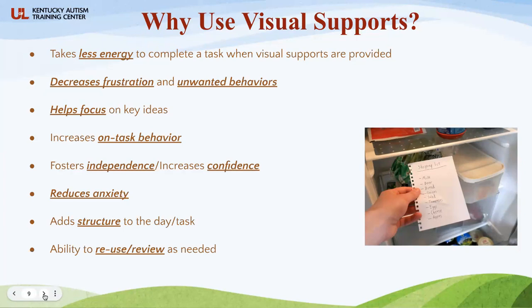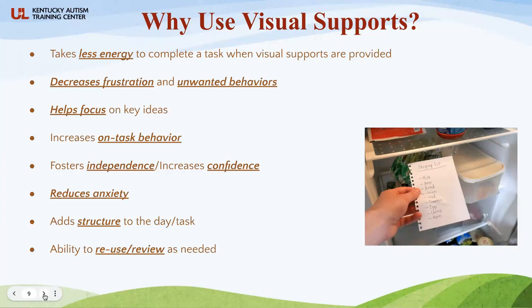So remember how one of those behaviors was a child that may get tired very easily, because maybe they're constantly trying to figure out what they're supposed to be doing. And that is very exhausting, both taking a lot more energy to put context clues together and asking questions, and also frustrating if they can't figure it out. They're trying to stay calm and stay within the moment, but it can be very, very frustrating. So it's exhausting at the same time. So it takes less energy, decreases frustration and unwanted behaviors, which we kind of said, helps focus on key ideas.